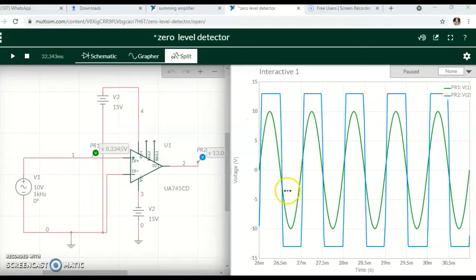When the sine wave crosses to 0, the amplifier is driven the opposite way, and the output goes to its maximum negative level. So when it's 0, the output goes to the maximum negative.